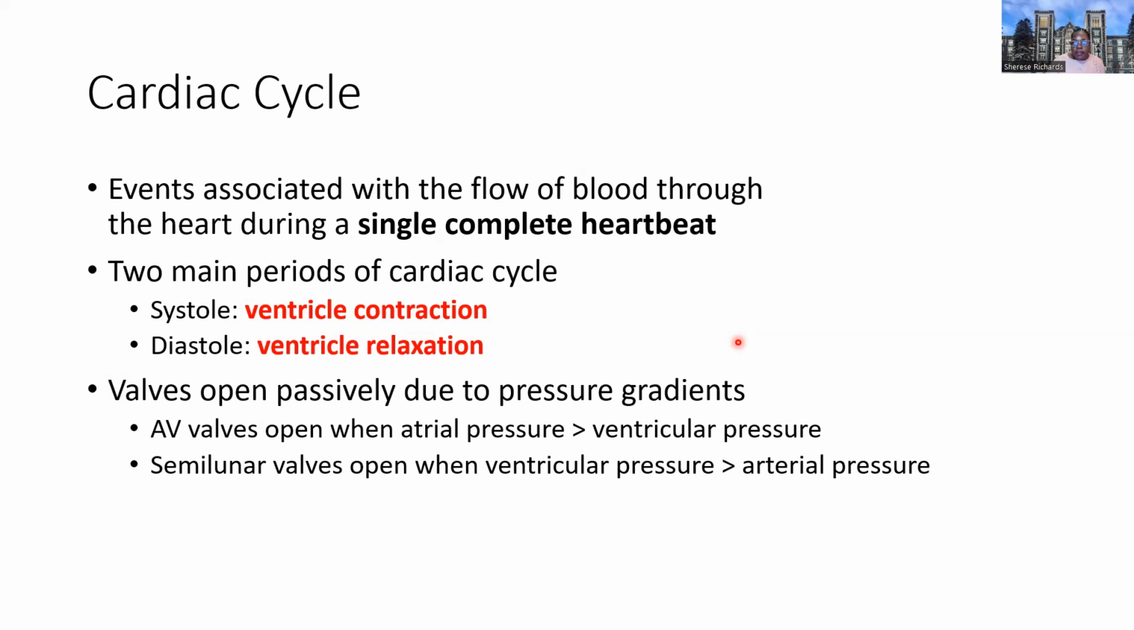So the movement of blood through the chambers happens when the pressure in the atria, for example, is greater than the pressure in the ventricle, and then blood simply moves passively through that AV valve. Similarly, with the semilunar valves, when pressure in the ventricle exceeds that in the artery, then the semilunar valves, aortic and pulmonary, both will open, passively.